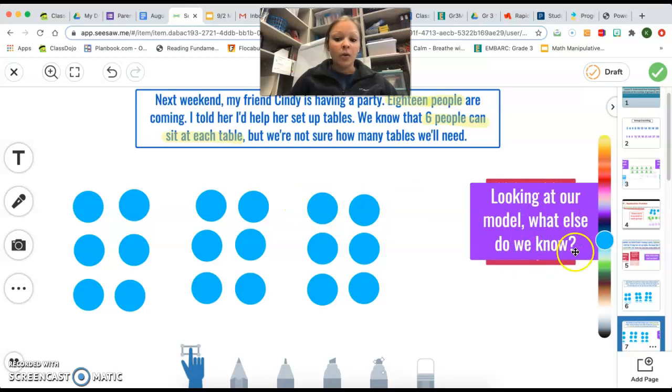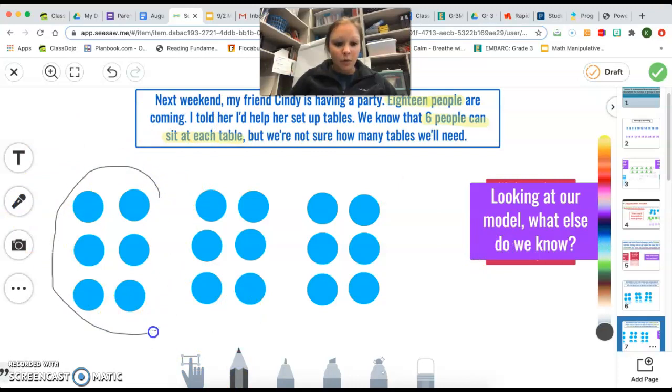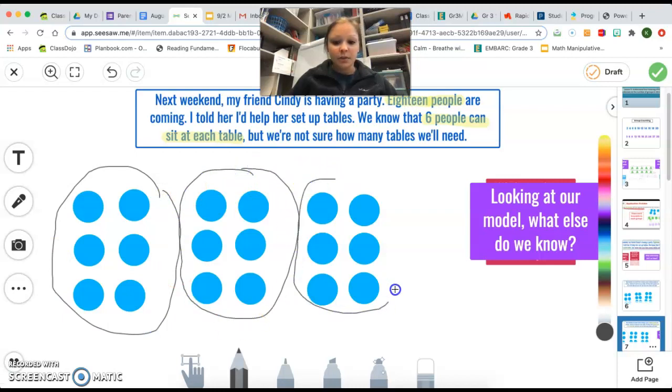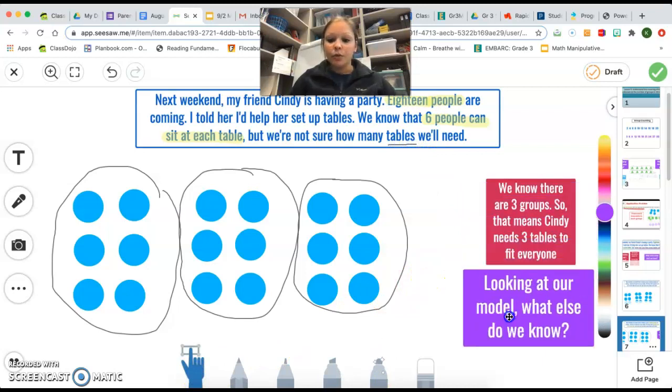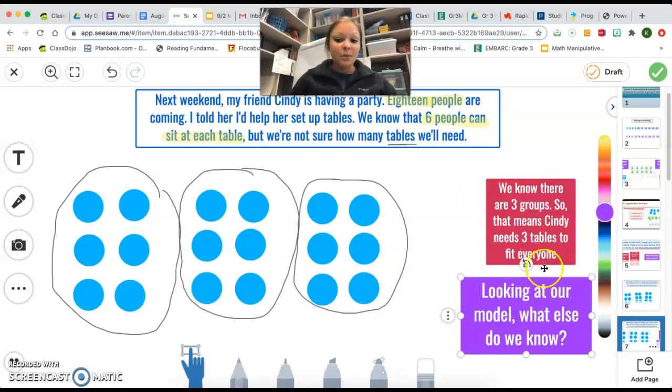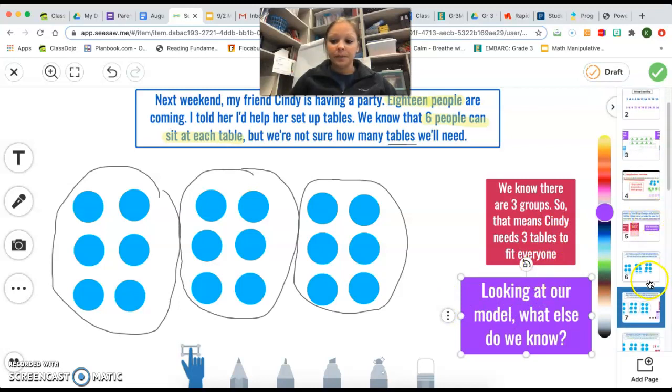Looking at our model, what else do we know? Well, now that I've arranged them, I know that we have 1 group of 6, 2 groups of 6, and 3 groups of 6. And remember, we said our groups are really the tables. So we know that we have 3 equal groups. So that means we need 3 tables to fit everybody.